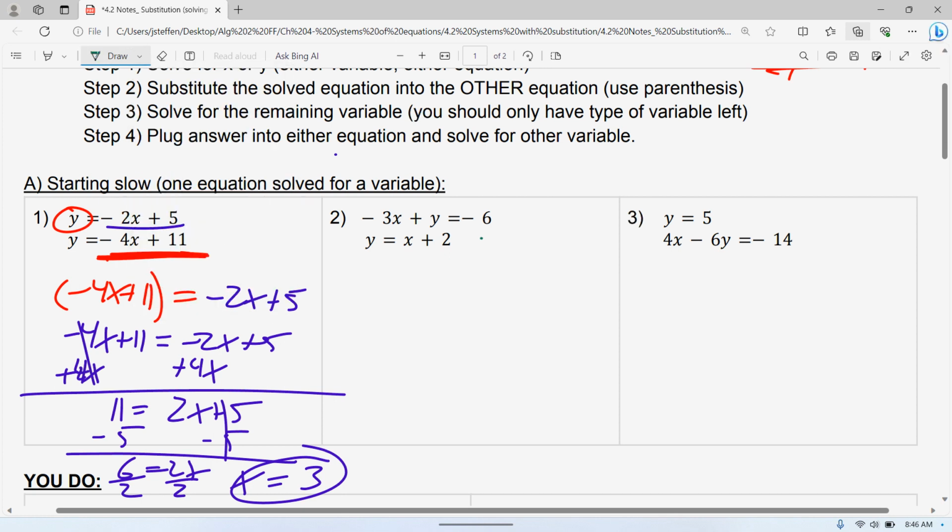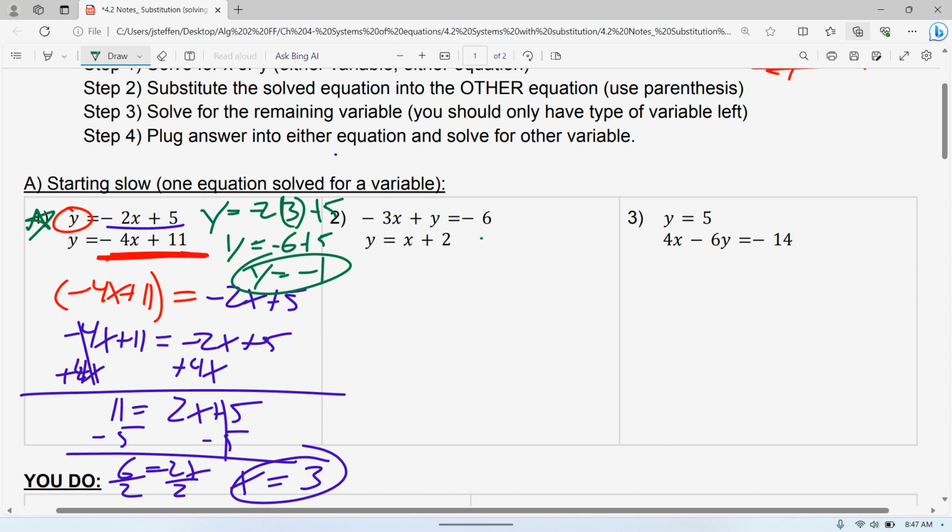I apologize if you don't have a lot of room. So I'm going to use this first equation. y is equal to negative 2 times 3 plus 5. Again, I always use parentheses. So that's equal to negative 2 times negative 1. The answer is 3, negative 1.